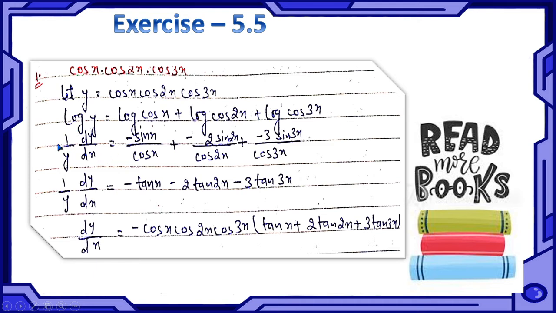Derivative of log y is 1 by y, and then derivative of y is dy by dx. Then for log cos x, derivative of log x is 1 upon cos x, and then derivative of cos x is minus sin x, plus here also 1 upon cos 2x, then derivative of cos 2x is minus sin 2x, and then derivative of 2x is 2. Same way here, and then simplify, and let's take this y to the right side and put the value of y, and this is the answer.